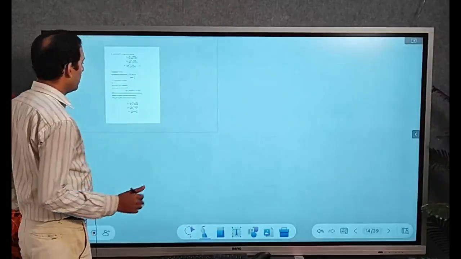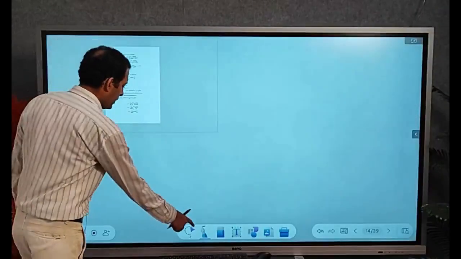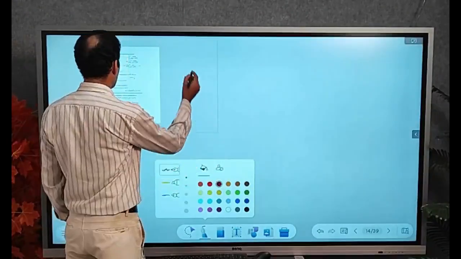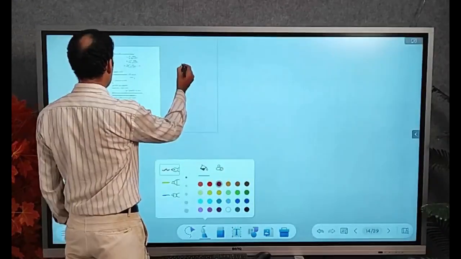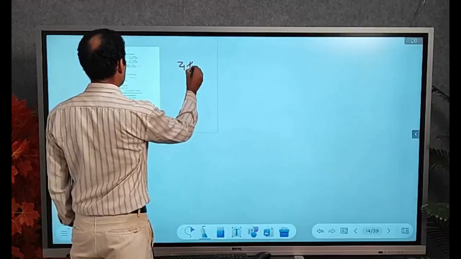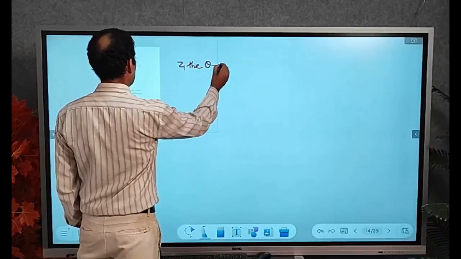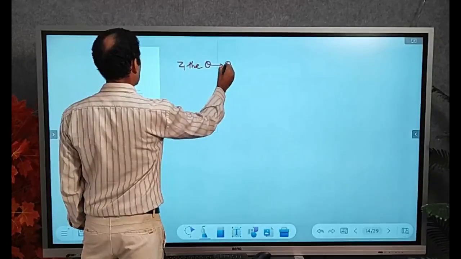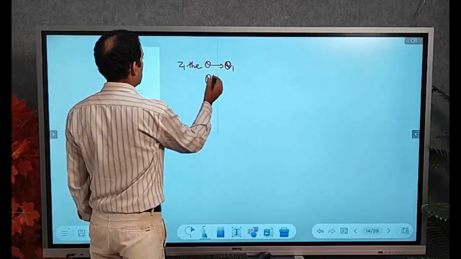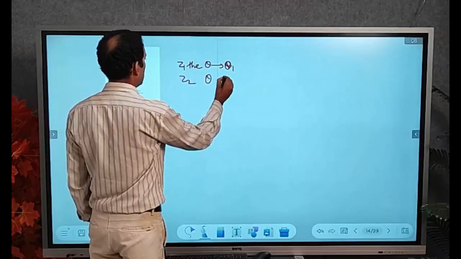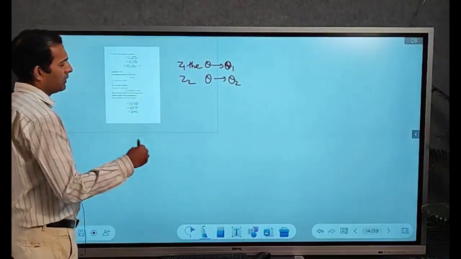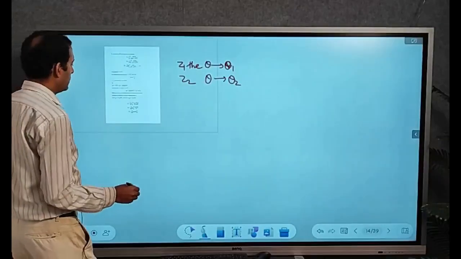The limits will also change. Now for limits, previously we had z1, z2. So when we have z1, theta will be theta 1, and for z2 theta will be theta 2. Now let us put the new values. So what will we get?